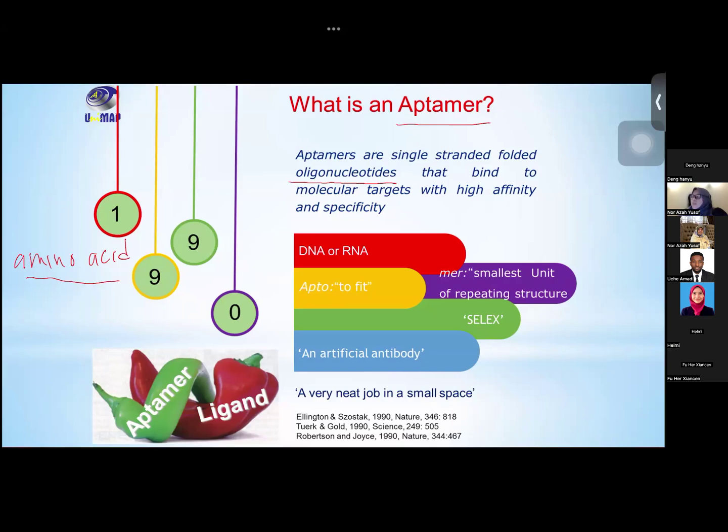Okay, but the keyword here is folded. The behavior of folding gives the selectivity of aptamer. So if you look here, this is an example of the folding. So what's so special about aptamer compared to DNA and compared to antibody?